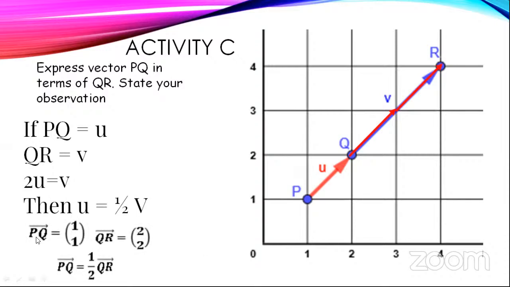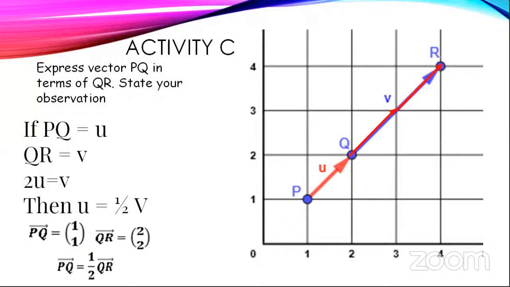So we had the vector PQ, you gave me the column vector (1, 1) for PQ, and you gave us the column vector for QR as (2, 2). Now the question simply asks us to express PQ in terms of QR, and that's the final statement that we have on the screen right here. So PQ is equal to a half of the vector QR.